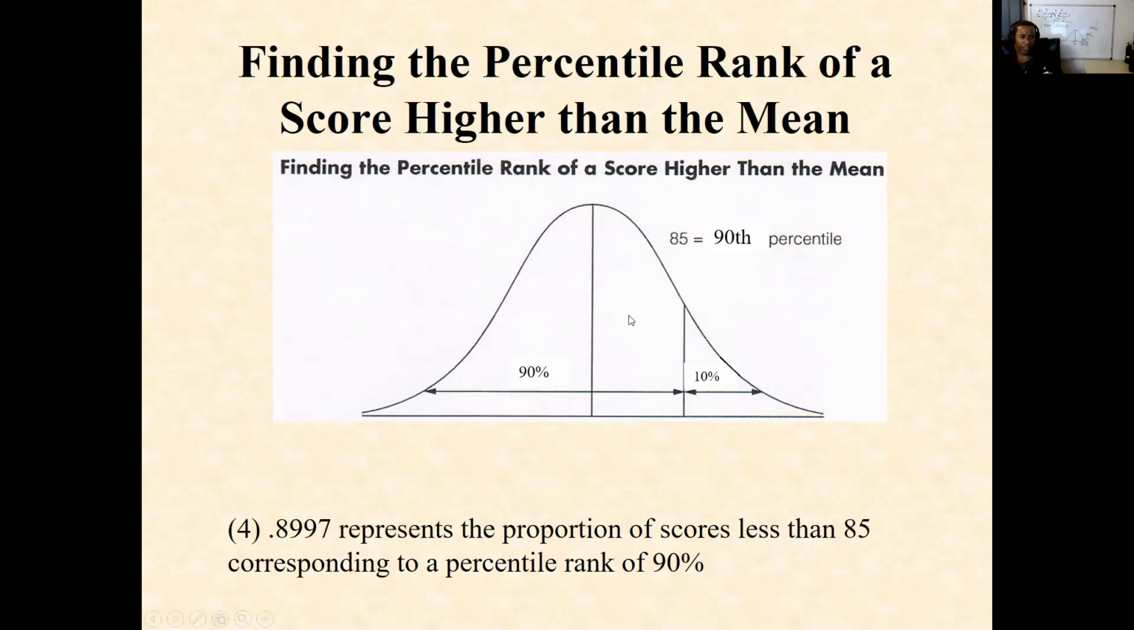The other thing that you could do, which I believe we did a little bit earlier, is with the B column, you have the percentage of students who score between your score and the mean, which is about 40%. You take that 40% here, add it to the 50% on the other side, and you have 90% of the distribution.